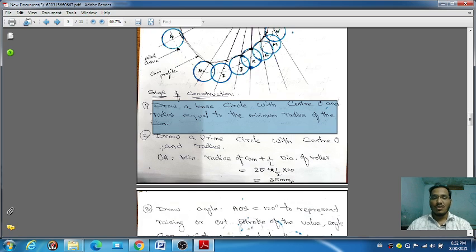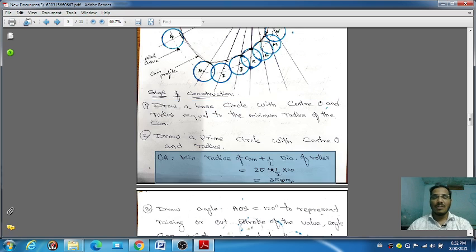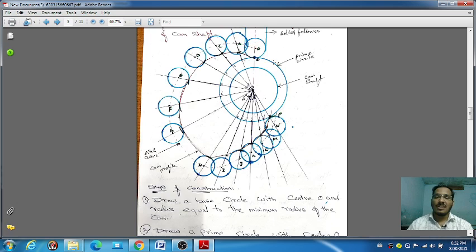Next, draw the prime circle with center O. How will you get the radius of the prime circle? By this formula: minimum radius of the cam plus 1/2 diameter of the roller. The minimum radius of the cam is given 25 and 1 by 2 of the diameter of the roller, which is 20. So you can add these and you will get 35 mm as the prime circle radius. The prime circle, the bigger one, has radius 35 mm. With the help of a compass you can draw this one.